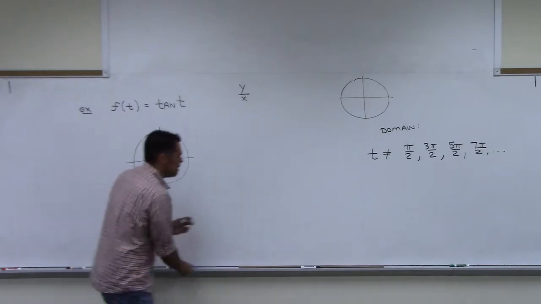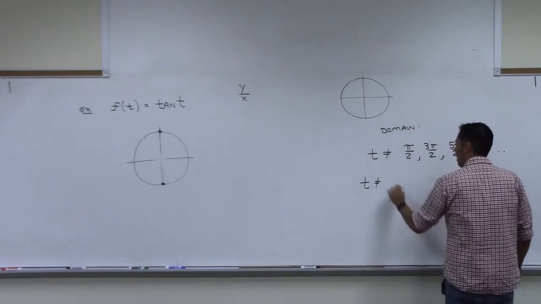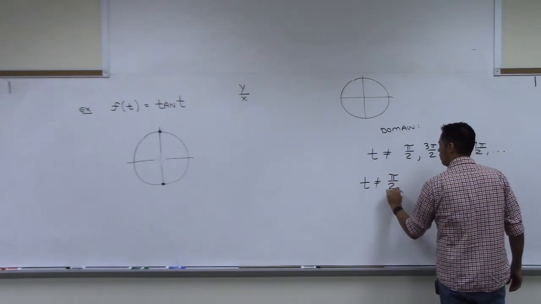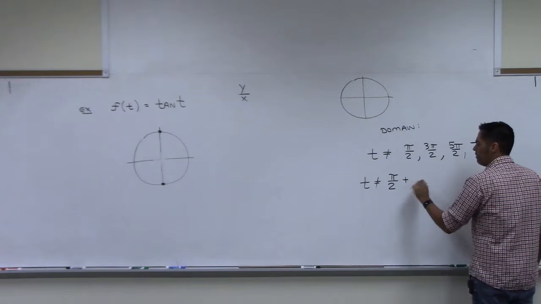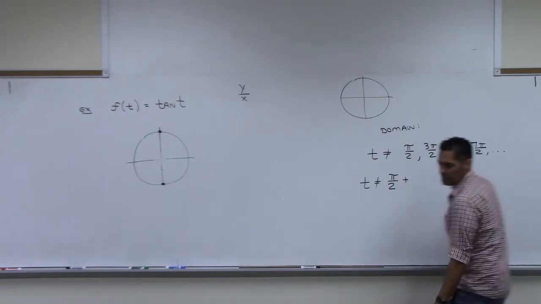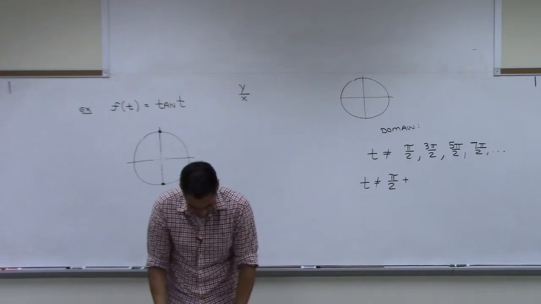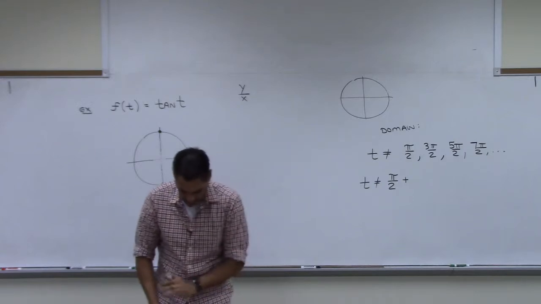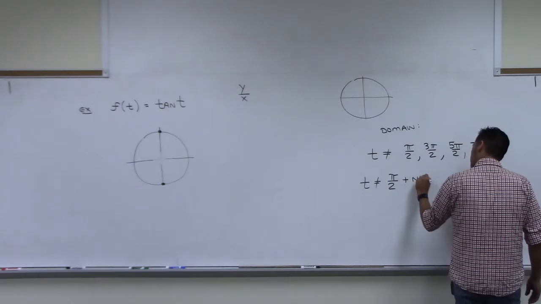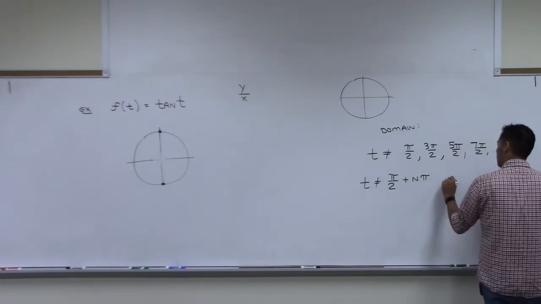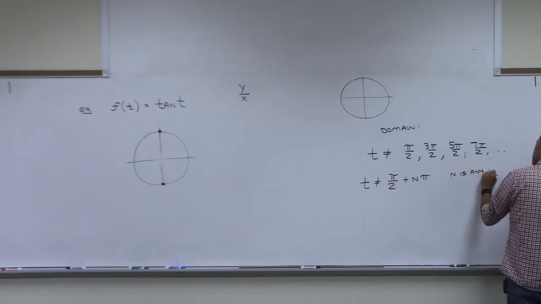So let me write something else down here and see if it makes sense to you. I'm going to say t cannot be pi over 2 plus, I'm not going to use minus, I'm going to put, let me see if the book uses k or n. Different books use different things. That's okay. I'll use n. n pi, where here, n is any integer.